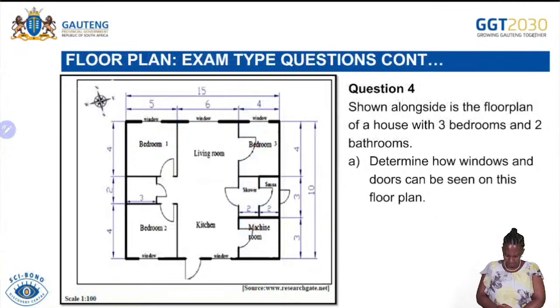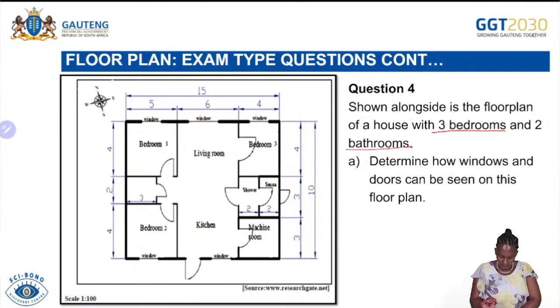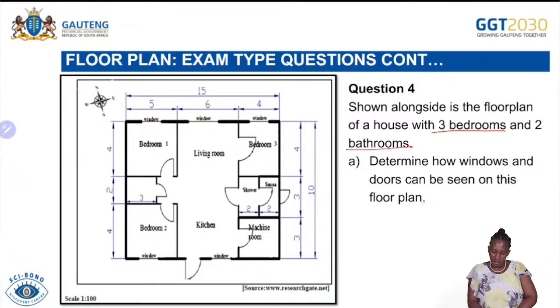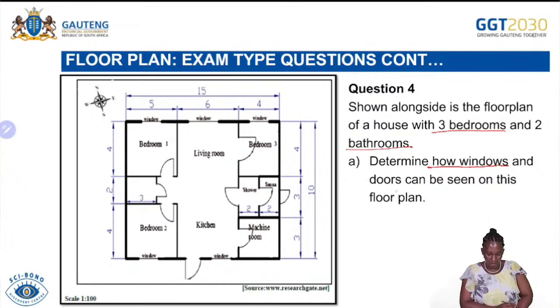Our floor plan. Here you are given a floor plan. It says, the floor plan shown alongside is the floor plan of a house with 3 bedrooms and 2 bathrooms. Question number 1. Determine how many windows and doors can be seen on this floor plan.